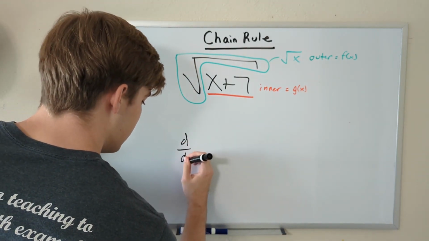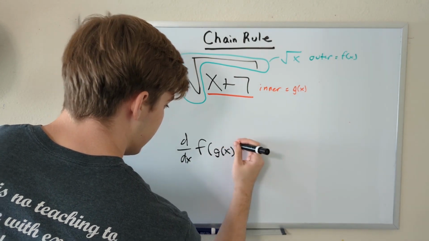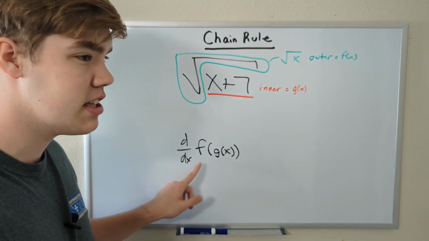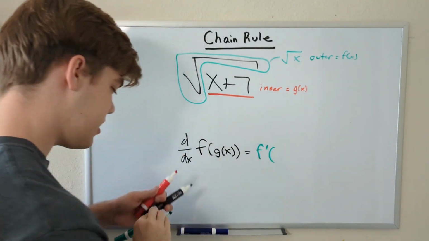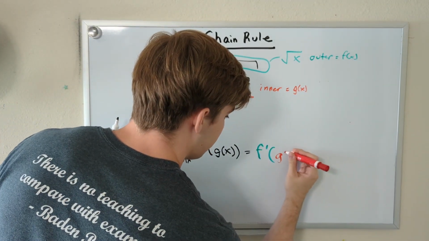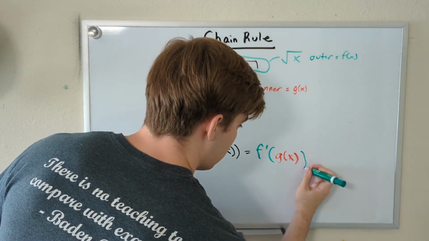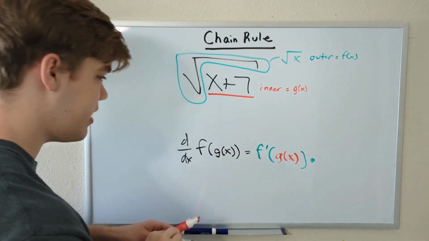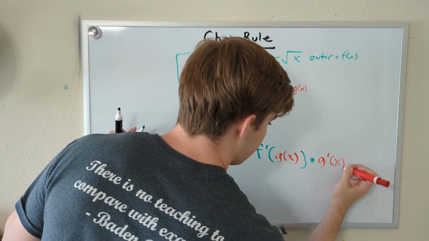The derivative, d dx, of some function f of g of x, and this notation is just saying that we have a function within another one, such as what we have up here, is f prime with g of x inserted into f prime, times g prime of x.